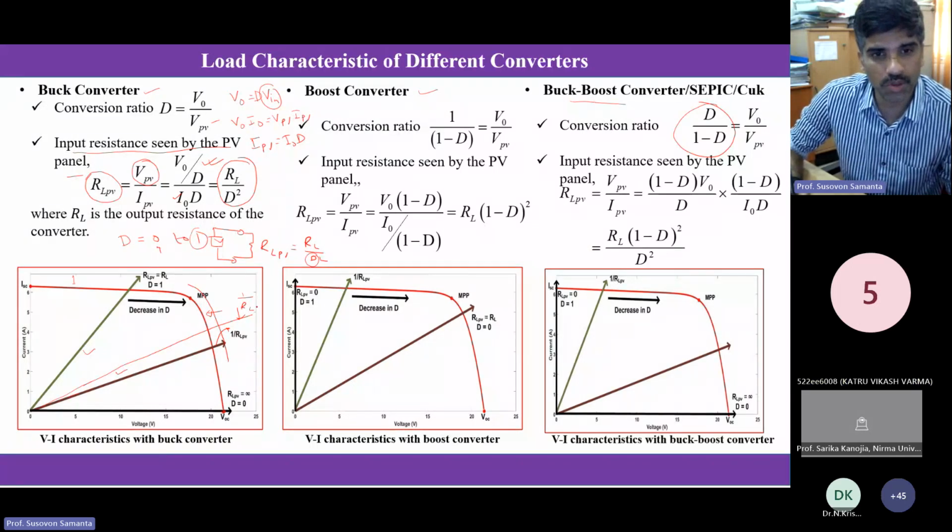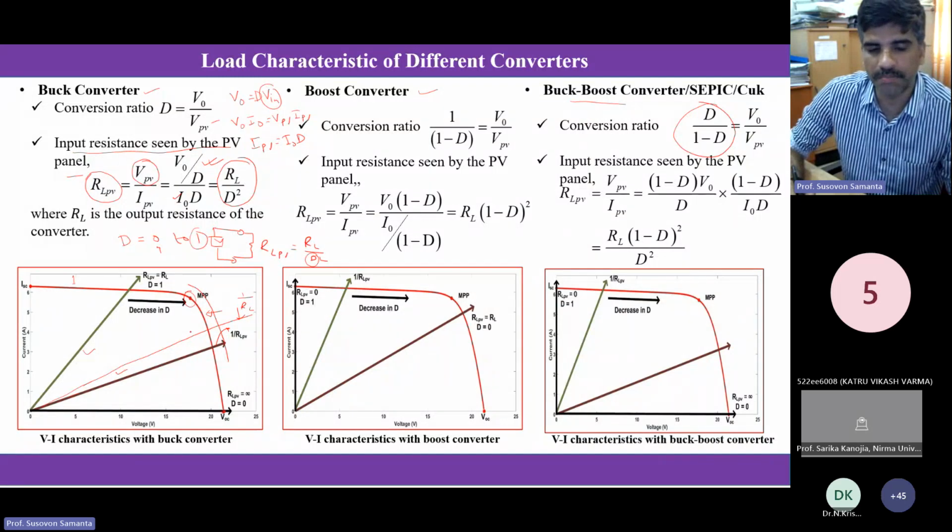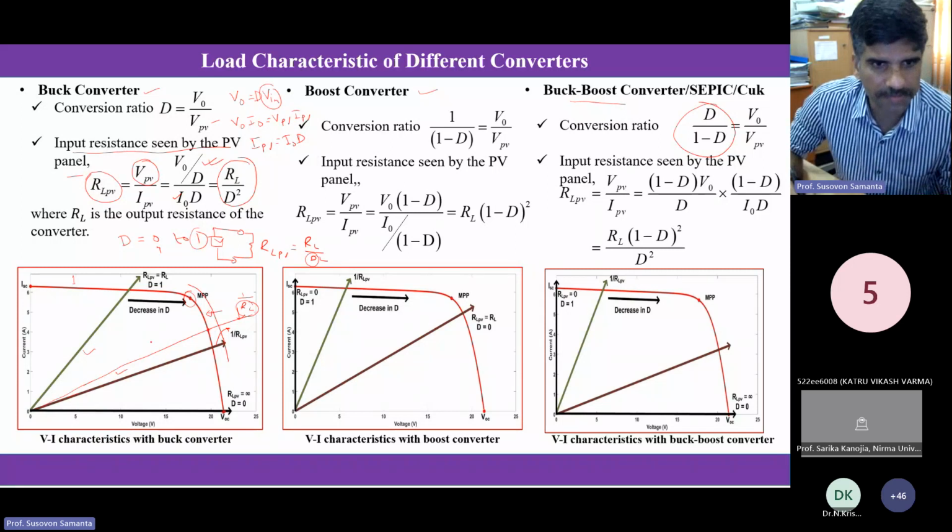Because if you have chosen the RL such that it is not covering the MPP point, then you will not achieve MPP. Never. Because if you take this RL, then at D equal to 1, that is the maximum duty ratio you can go, you will get this RL. So this will be the operating point. It's much away from the MPP.